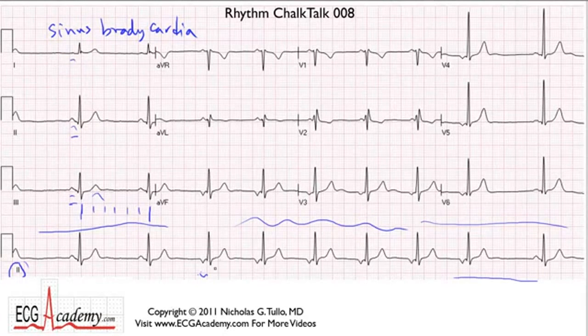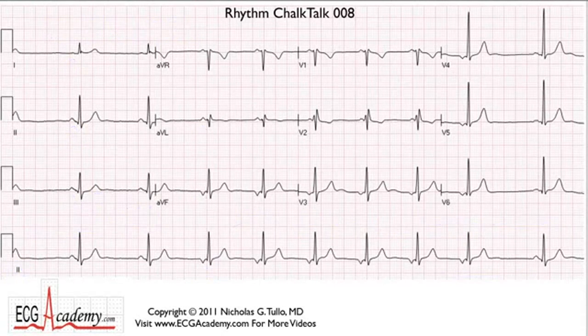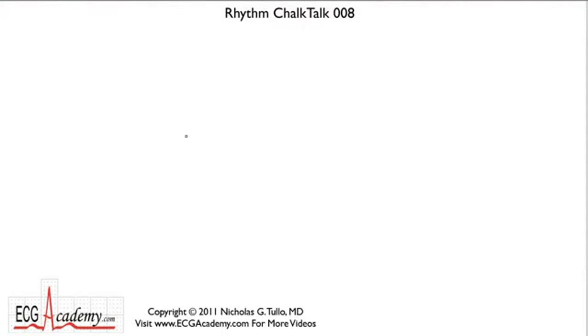Now, not only is it inverted in 2, but it's inverted in AVF, but it happens to be upright in AVL, which makes you think that it is headed from left to right. Well, what do you mean? I mean from right to left. Are we getting confused? Well, in that case, why don't we look at axis and review what axis is all about? Axis has to do with the vertical plane, or the so-called frontal plane, and it has to do with the limb leads.